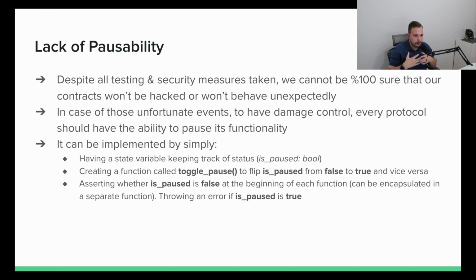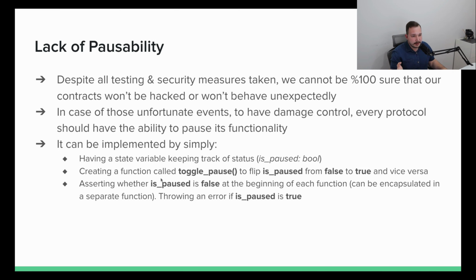So in case any bad events happen, to have some sort of damage control, we can simply call pause on the main functionality. If it was just a regular bug, users won't get disturbed or lose some money. If it was a malicious attack, the hacker won't be able to exploit our protocol further.